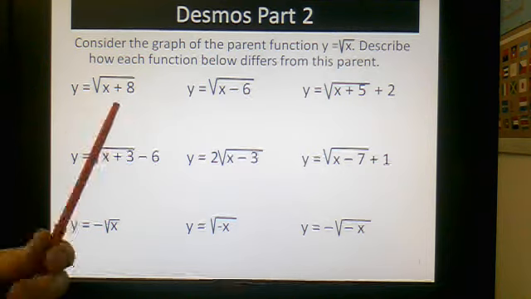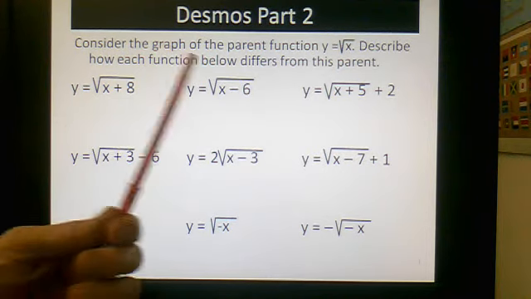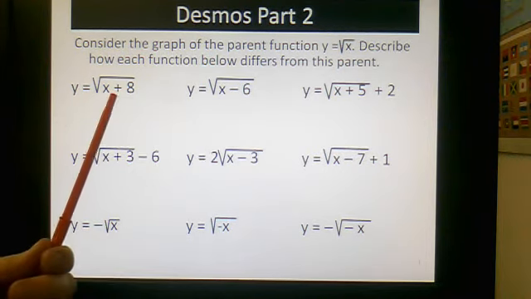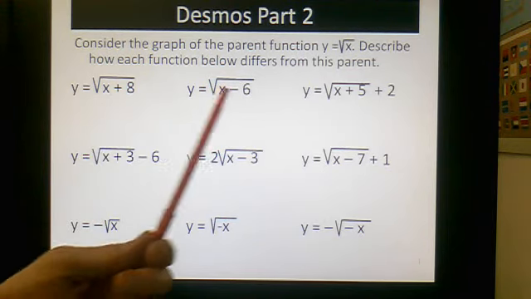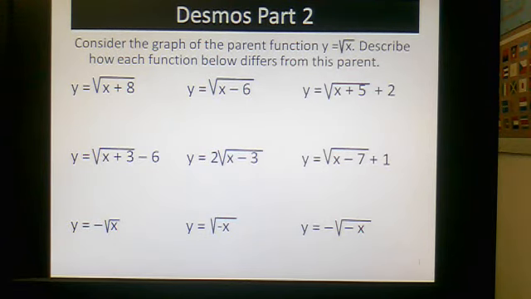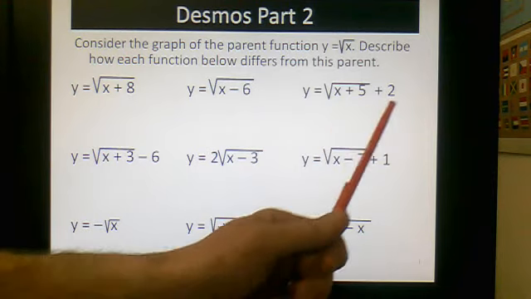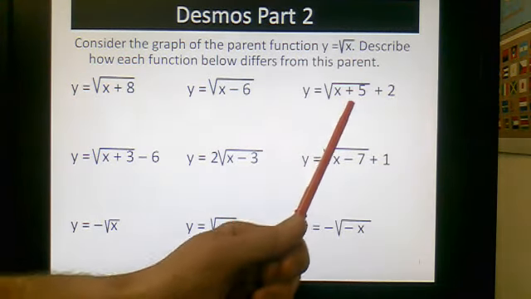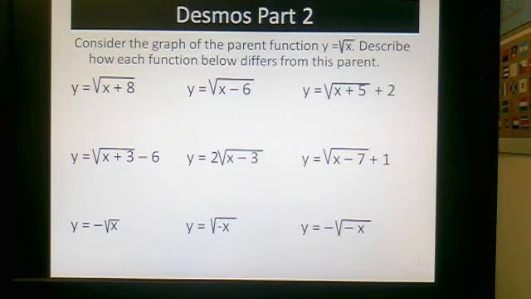I think this one shifts it left. I think this one shifts it right, which is kind of weird. You'd think positive would shift it one way, and negative would shift the other way, but it doesn't. This is a combination. This, I think you've learned, shifts it up, and this shifts it left. There's two things going on. This one shifts it down, and this one shifts it left. So the graph's changing on there.